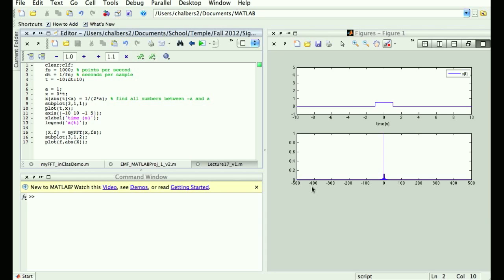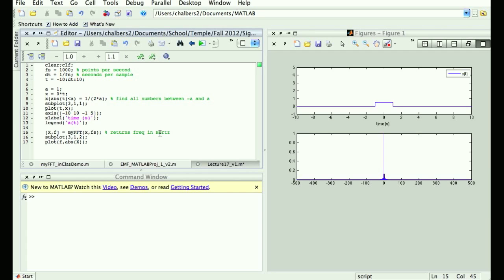Right, remember we said the zero crossings for the sinc functions should be at pi over a. In this case, a is 1, so that's pi radians per second, right? Pi, 2 pi, 3 pi radians per second. What's my x-axis in units of? Hertz, right? My FFT returns frequency in hertz. So if I'm expecting my first zero crossing at pi radians per second, how many hertz is that?